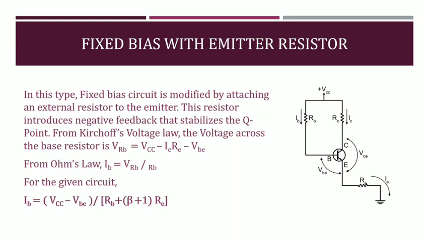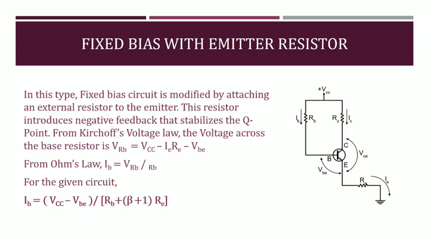So this resistor introduces negative feedback that stabilizes the Q point. From Kirchhoff's voltage law, the voltage across the base resistor is VRB = VCC - IE RE - VBE. By using Ohm's law, substituting the value of VB, we will arrive at the equation as IB = (VCC - VBE) / (RB + (beta + 1) RE).